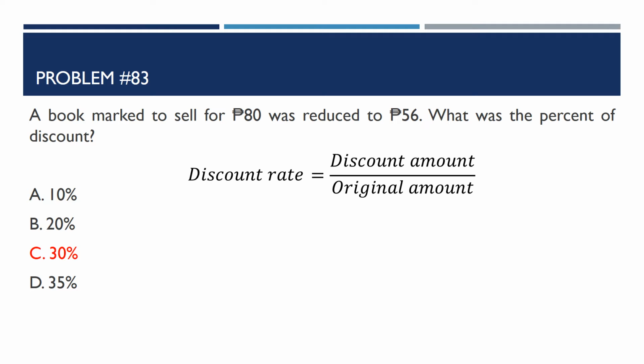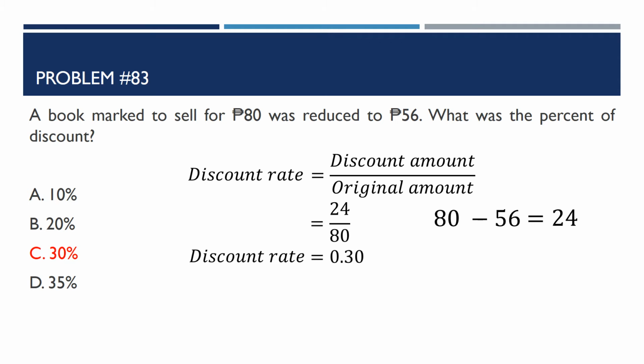So we know that the original amount is 80 pesos, and we know the new price, it's 56 pesos, but we don't know the discount amount. So let us compute it. 80 minus 56, so it's 24. So the discount amount is 24 and the original amount is 80. Then we will divide this. It will give you 0.30, or in percent, 30%.